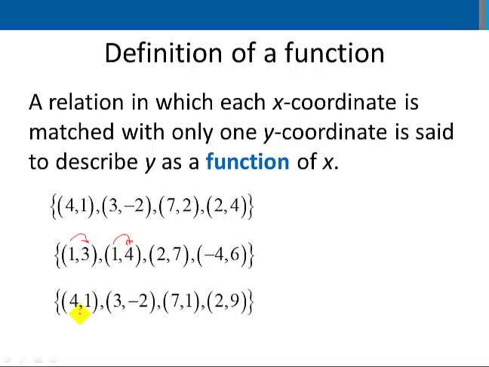The set of ordered pairs (4, 1), (3, -2), (7, 1), and (2, 9) is a function. It's okay for two different x-coordinates, 4 and 7, to be paired with the same y-coordinate of 1. It would not be okay for the x-coordinate 4 to be paired with both 1 and 3.